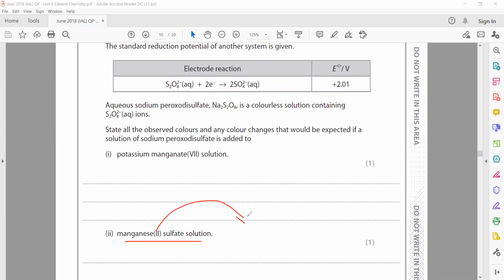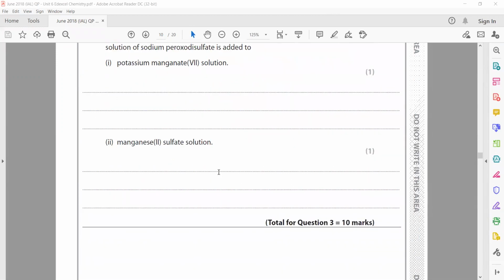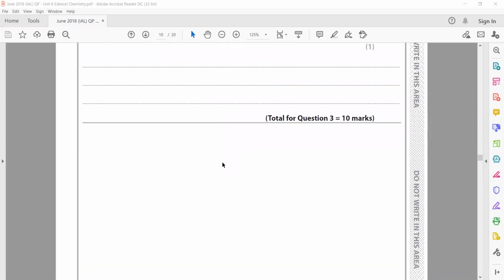But here Mn7 would change into Mn2 because the reduction potential is 1.5. So for this one, Mn2 will oxidize to Mn7, and Mn2 is colorless and Mn7 is purple. So the color changes from colorless to purple.